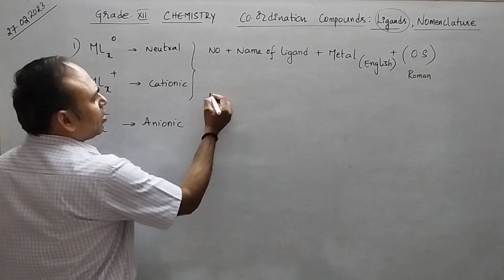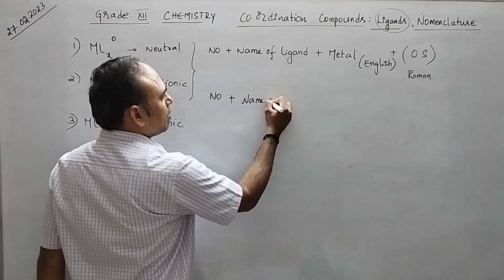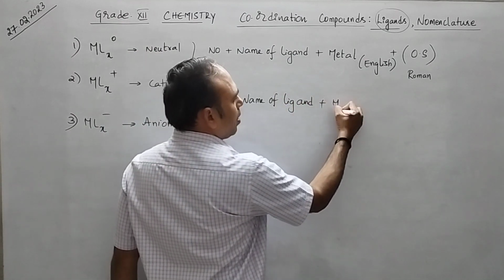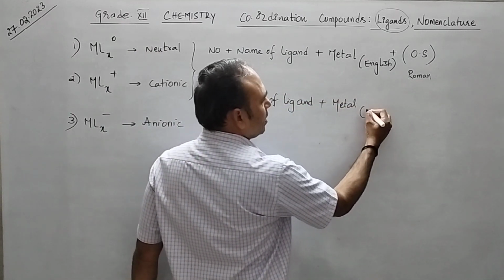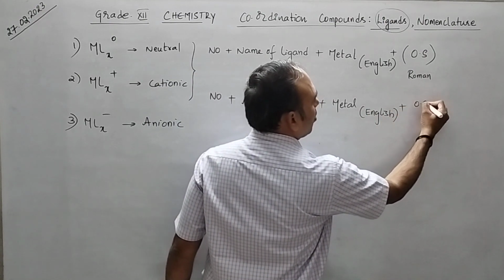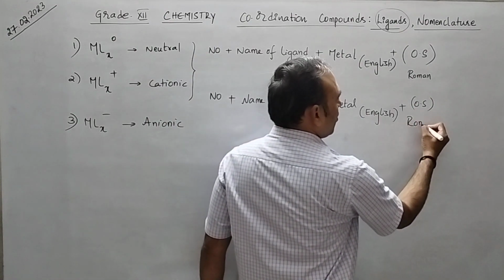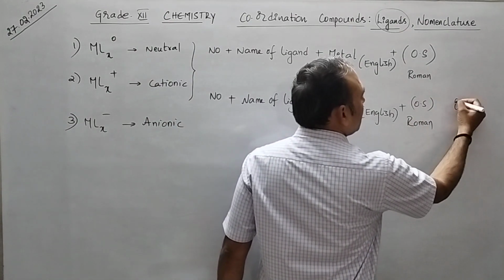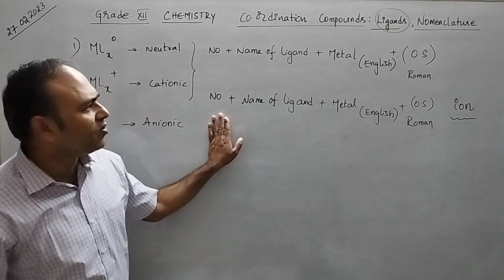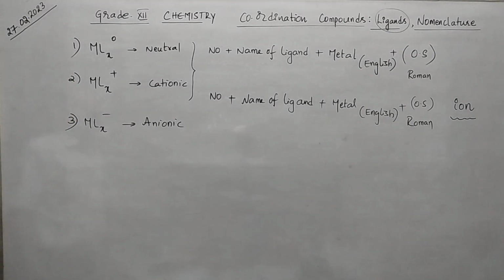Now for this cation, everything remains the same. Number plus name of ligand and metal in the English form plus oxidation state in bracket in the form of Roman numeral, and at the end only one difference, we need to write it as ion. So this will have no space, continuously we should write this. Hope you are able to understand.